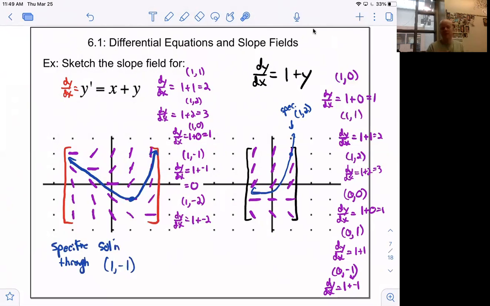Okay, that's everything that I wanted to do with you guys today. That is checking the solutions of differential equations, all about differential equations and slope fields.